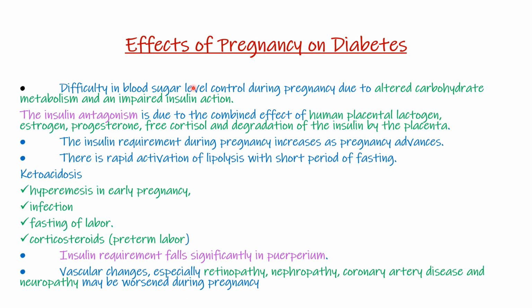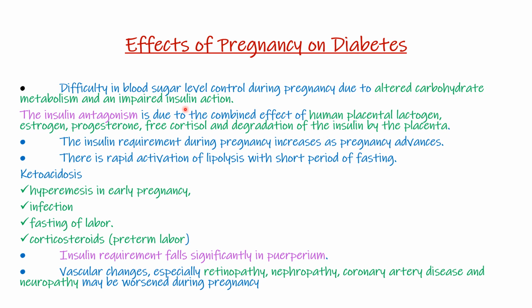Effects of pregnancy on diabetes. This is what this statement means: what are the effects that pregnancy will have when we already have diabetes. Difficulty in blood sugar level control during pregnancy is due to altered carbohydrate metabolism and impaired insulin action. And this impaired insulin action is due to insulin antagonism, due to a combined effect of human placental lactogen, estrogen, progesterone, free cortisol, and degradation of insulin by the placenta.